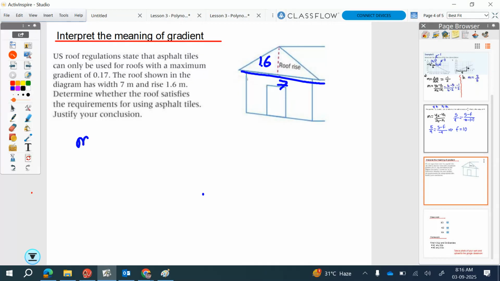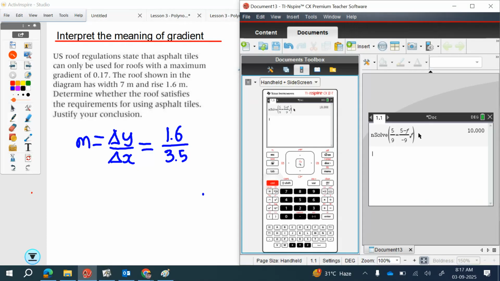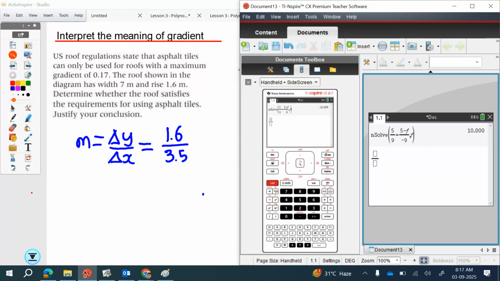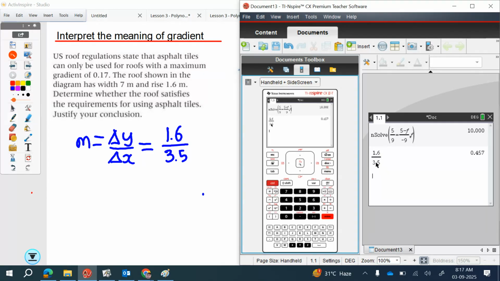So our slope is going to be the rise over the run, change in y over change in x. Now the change in y is 1.6, but the change in x is going to be 3.5, because this triangle is only half of the total roof. We put this into our calculator. What do we get from the calculator? 0.457.